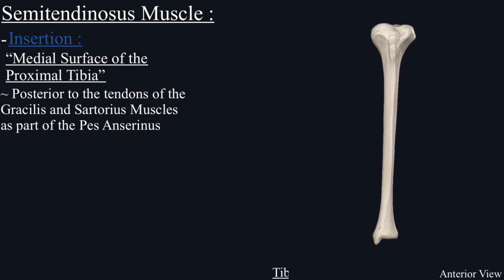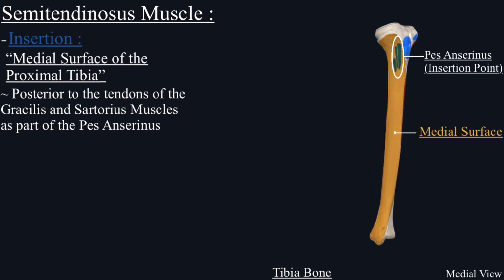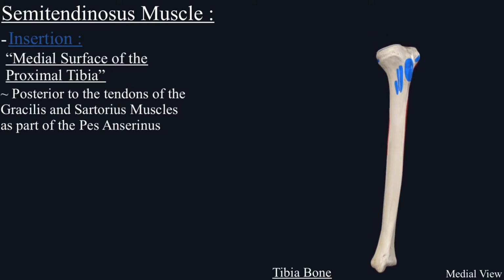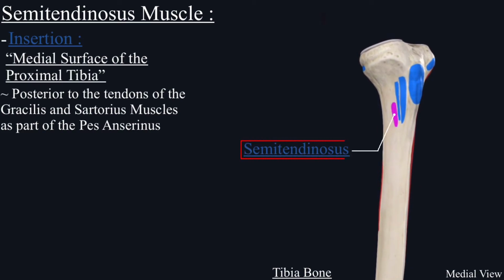This is an isolated tibia bone in anterior view. This is the medial surface of the tibia bone. Here is the proximal part of the medial surface where pes anserinus is inserted. And you can appreciate that the insertion of semitendinosus muscle is posterior to the insertion of gracilis and sartorius muscle.